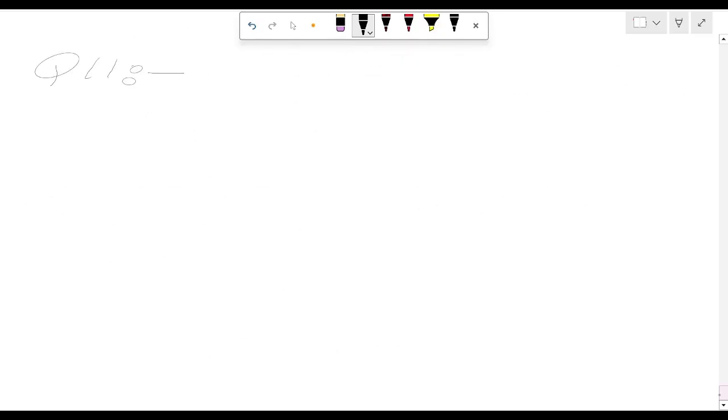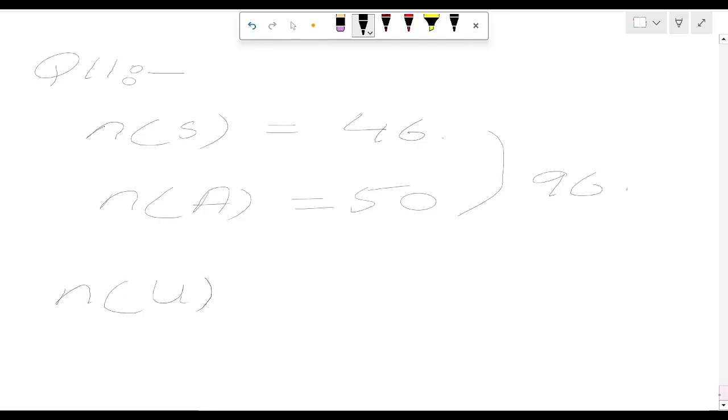The number of students who are either in science or the arts group. So let's write the data. N of science is equal to 46. N of A is equal to 50. If I add both of these values, what will I get? I'll get 96. This means that the universal set is equal to 96.